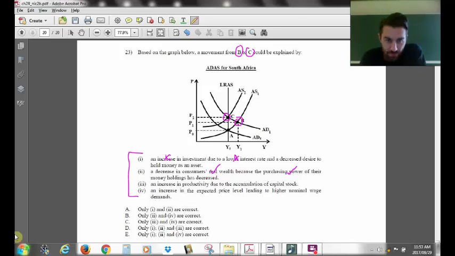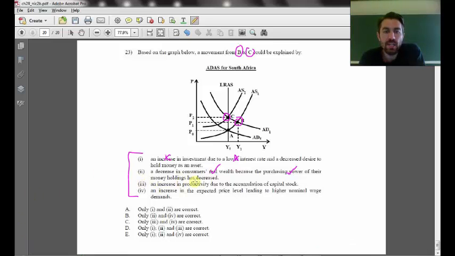Okay, number 3: an increase in productivity due to the accumulation of capital stock. Well, we've got a shift to the left of the short-run aggregate supply. We've got no change in the long-run aggregate supply, which suggests there's unlikely to be any increase in productivity going on here. And it's unlikely that we are increasing capital stock, because if we were, we would expect our long-run supply curve to be shifting. Yeah?